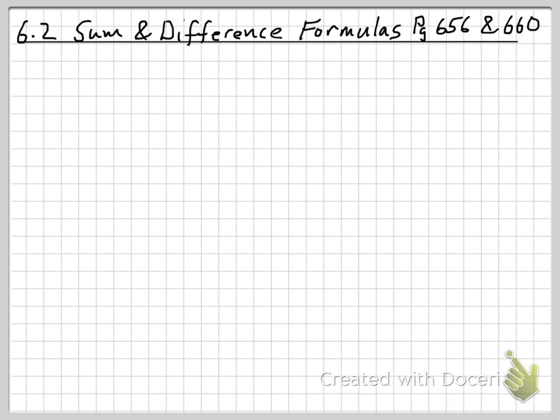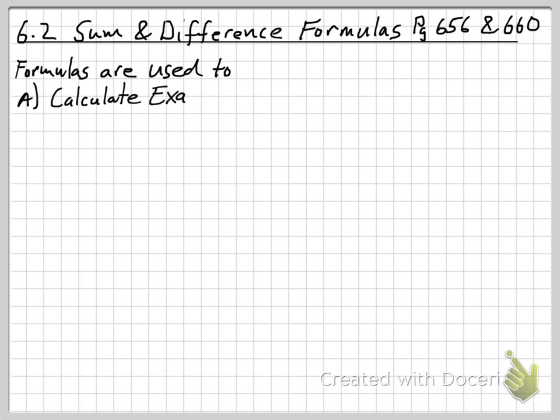Sum and difference formulas. And the key to this stuff is to look on pages 565 and 660, or look in the back flap of your textbook. I can see there are 6 different formulas, 2 for sine, 2 for cosine, and 2 for tangent. Don't worry about memorizing these formulas for right now.